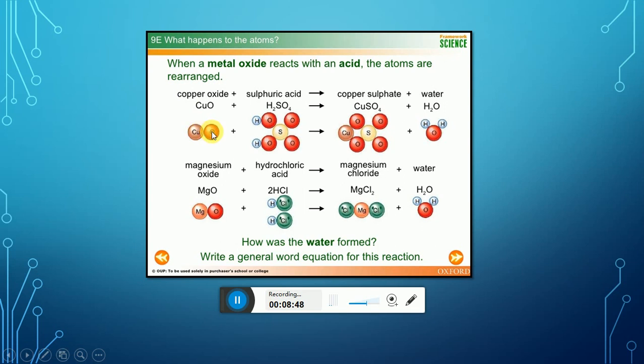The next example is magnesium oxide. When magnesium oxide reacts with hydrochloric acid, they give us magnesium chloride and water. I hope you can easily do this example by yourself as homework. This is the end of the lecture in which we discussed how we can make a metal salt by using acid and metal oxide.